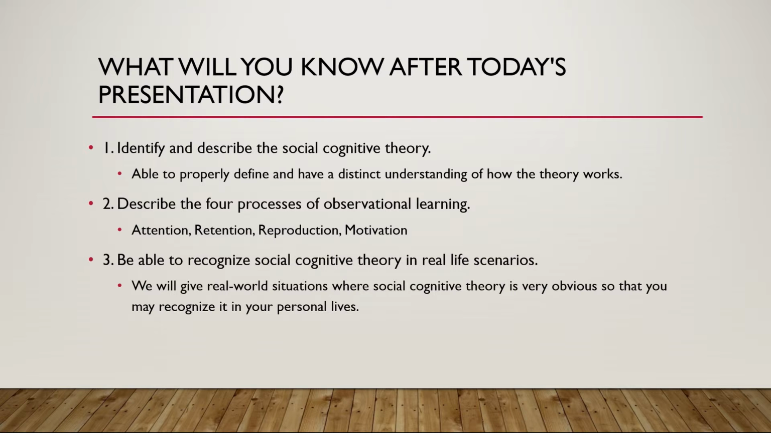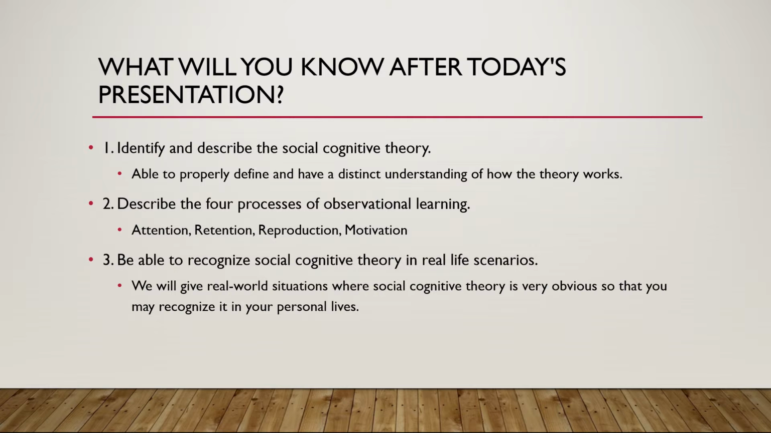There are three main learning objectives that you can expect from this presentation. Number one, identify and describe the social cognitive theory. After being given a formal definition of the term, you will be able to briefly explain what the theory means and begin to think about instances where you may have been in the presence of the effects of this theory.